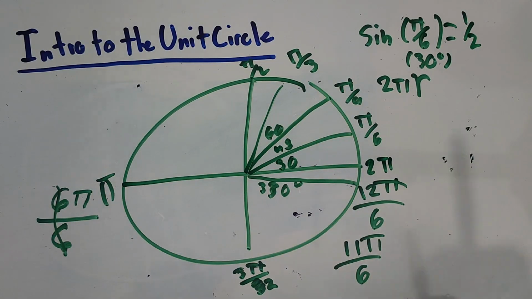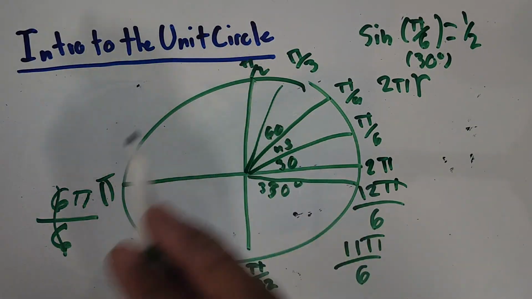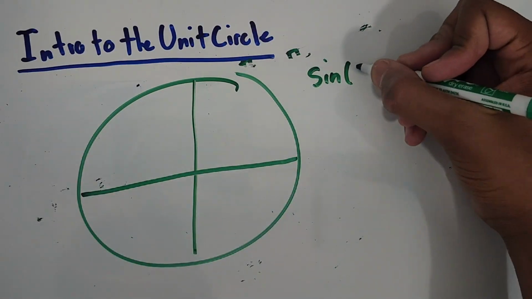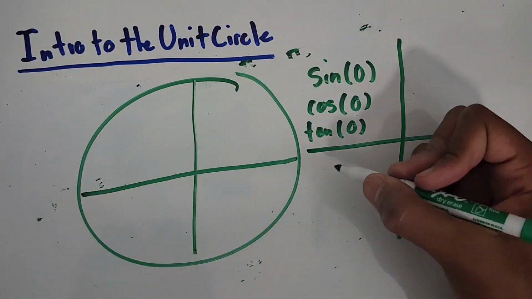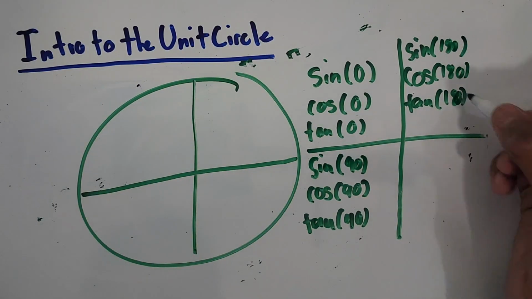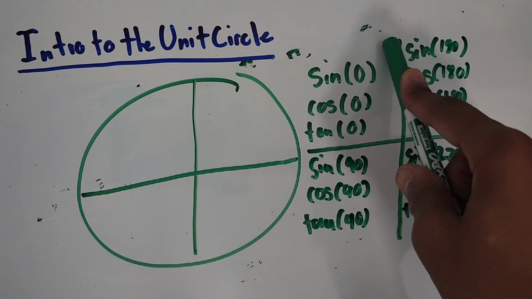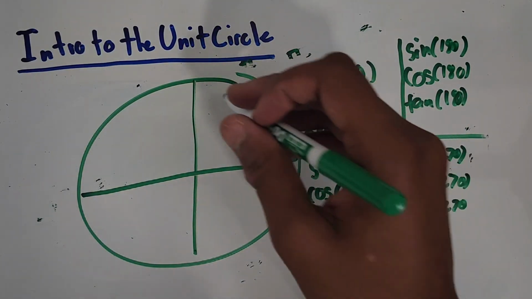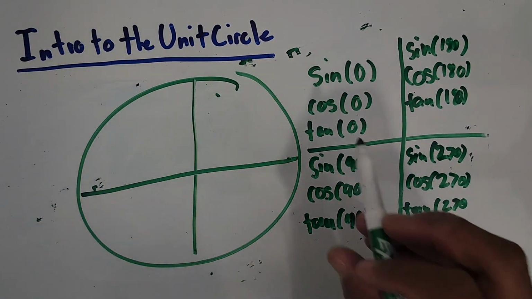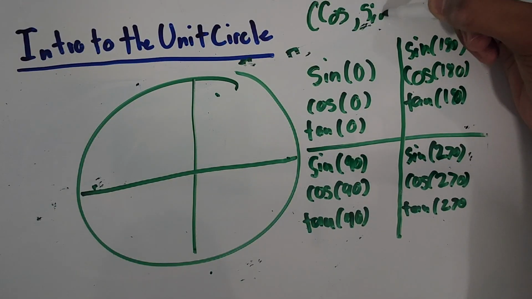And the last thing I would love to cover is sine, cosine values on the x and y axes. I've written down the values of sine, cosine, tangent for each of these coordinate values. Now, before we identify these values, we have to remember that cosine and sine is how we write our coordinates.